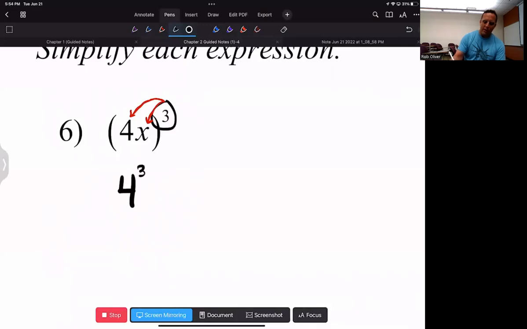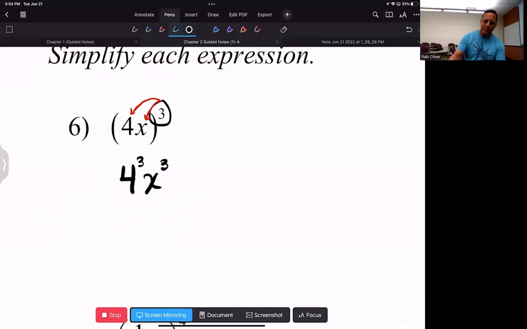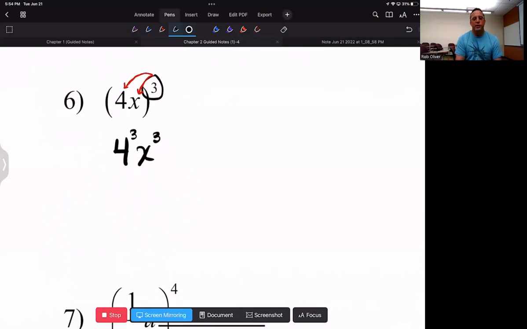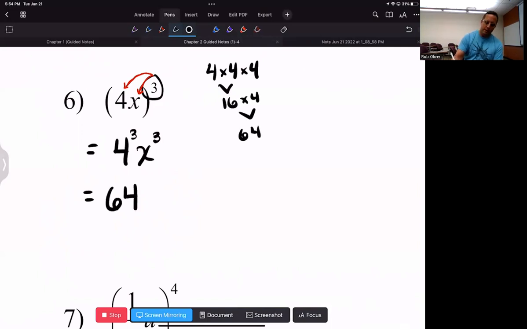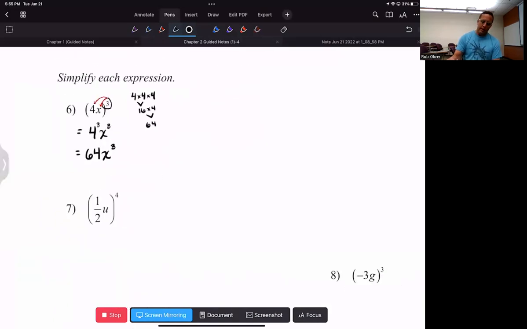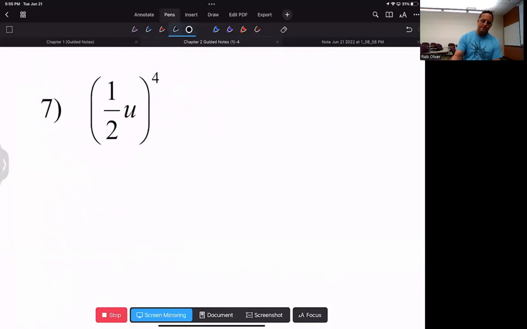So you've got 4 to the 3rd power, and then you have x to the 3rd power. That's what that means. This is not 4 to the 18th power, so we can work this out. 4 to the 3rd power is 4 times 4 times 4. 4 times 4 is 16, and then 16 times 4 is 64. So there you have your simplified solution: 64x cubed. And that's it. Can't do any more with that.